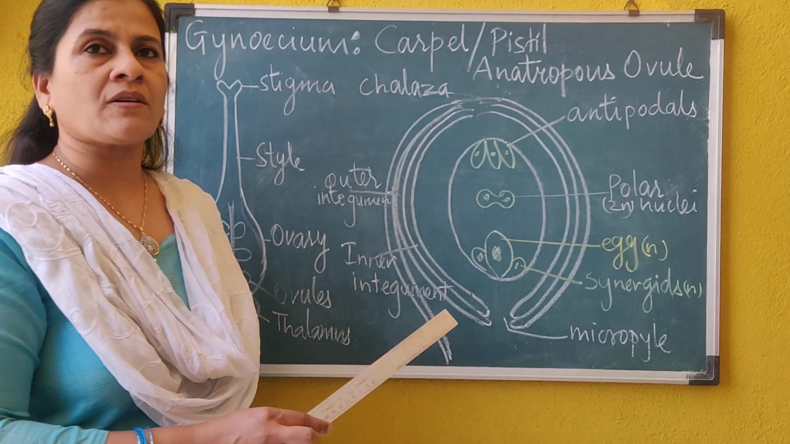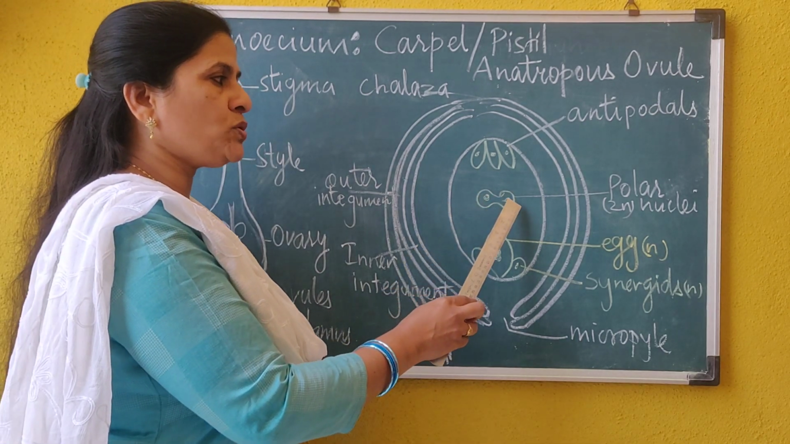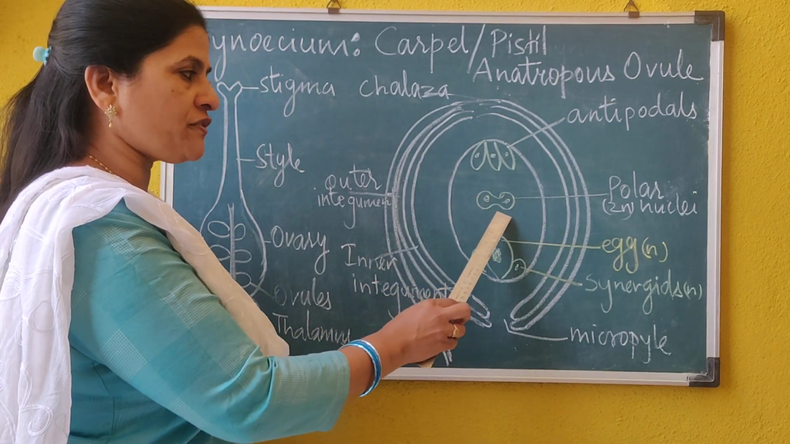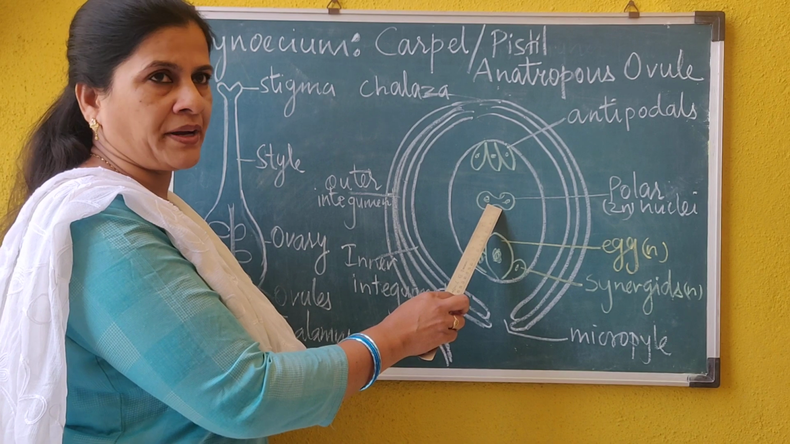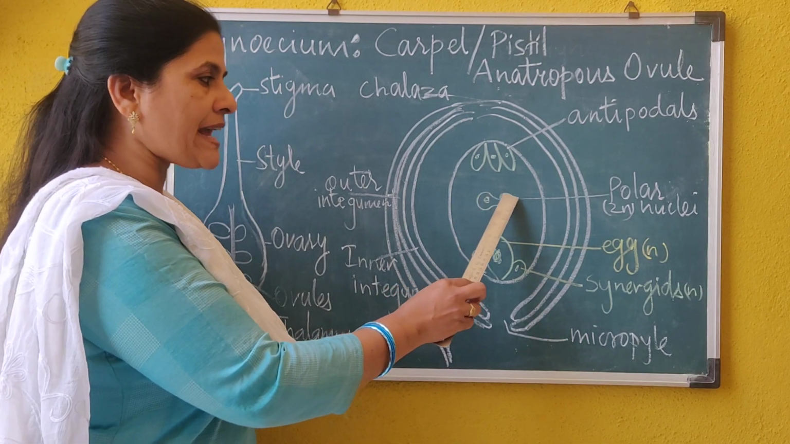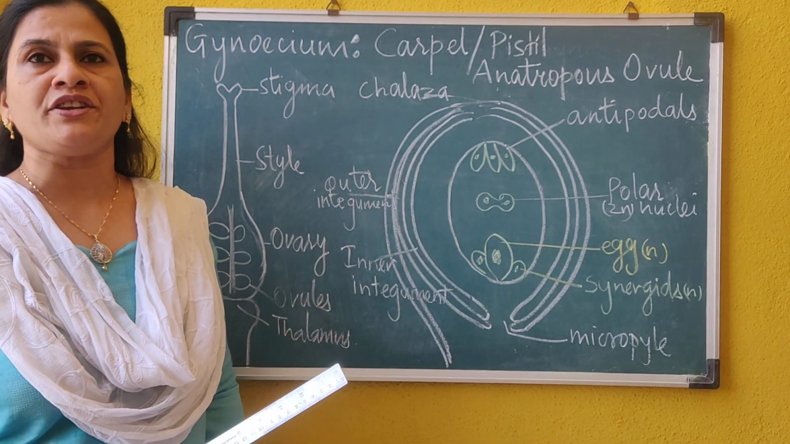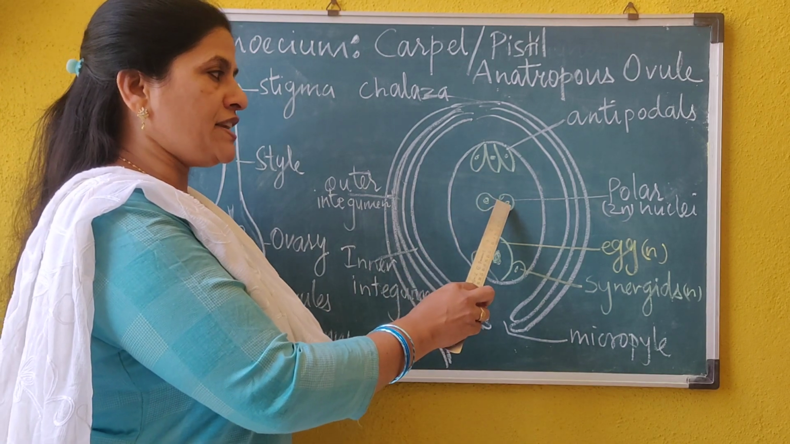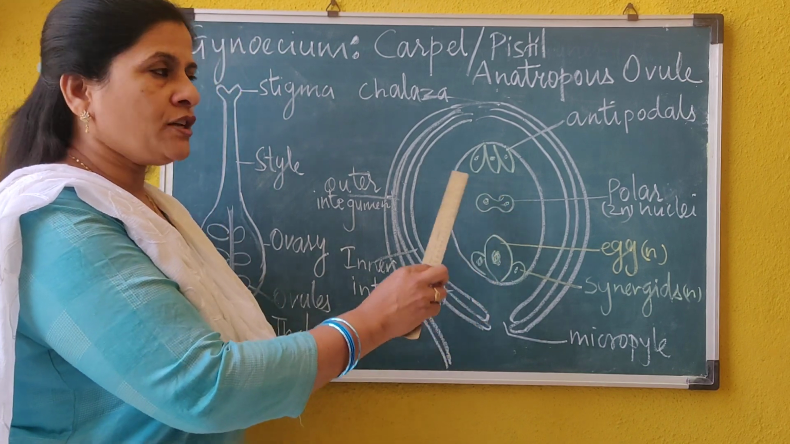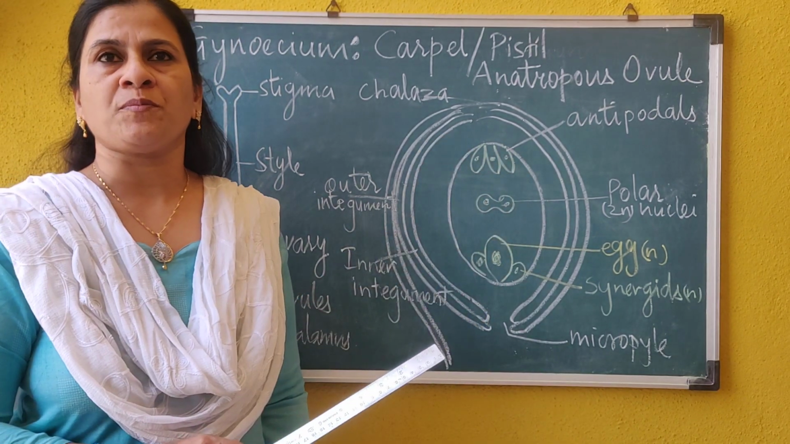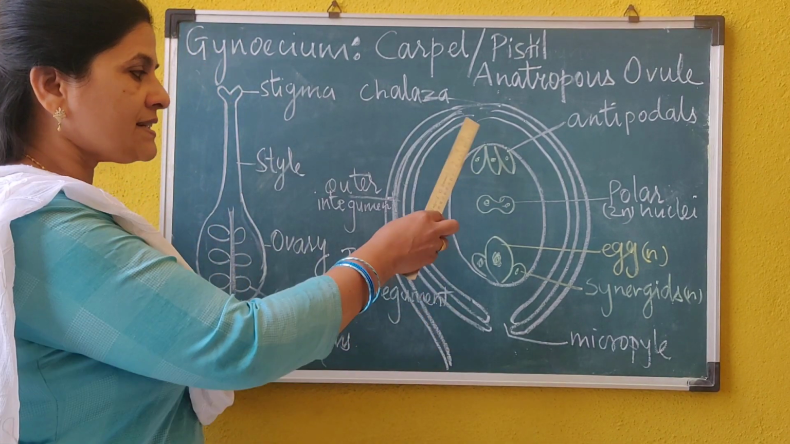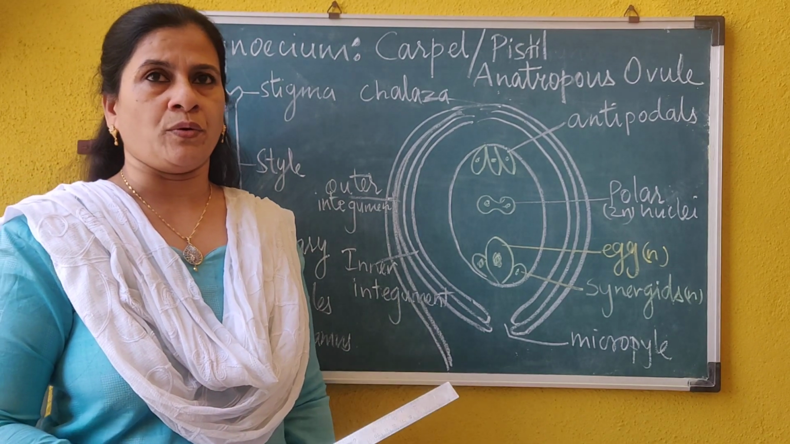3 cells together are called as egg apparatus, while 2 nuclei in the center fuse together. So there is only formation of a single cell, but 2 nuclei are separate. These 2 nuclei are called as polar nuclei, and the resultant cell formed here is called as secondary nucleus. So it is diploid because here 2 nuclei are fused in a single cell. So hence the embryo sac of angiosperm is a 7 cell and 8 nucleate structure. So this is the structure of an anatropous ovule.